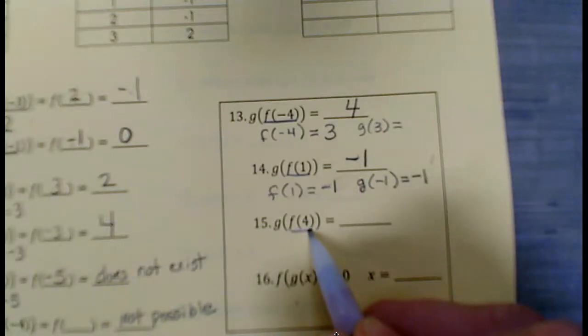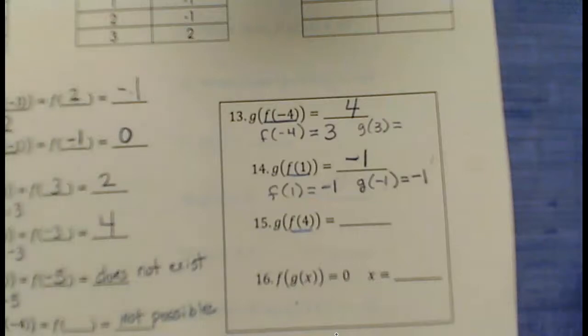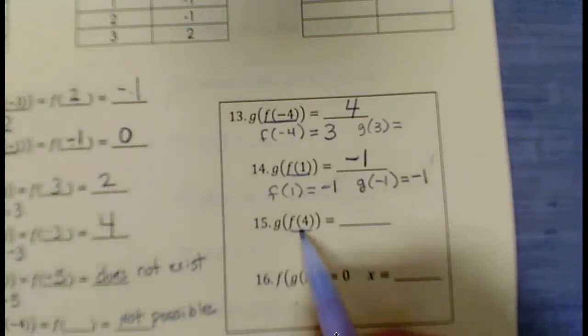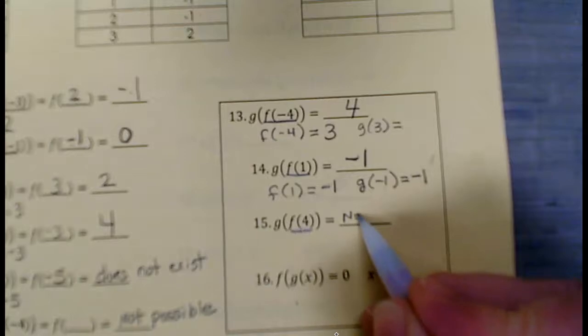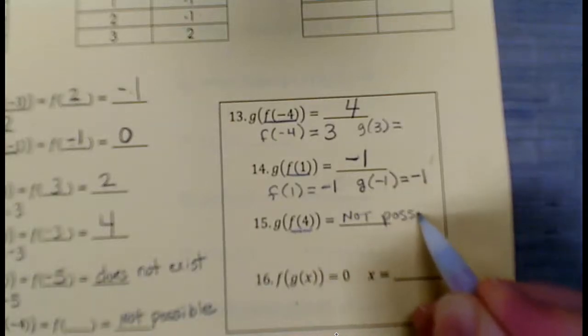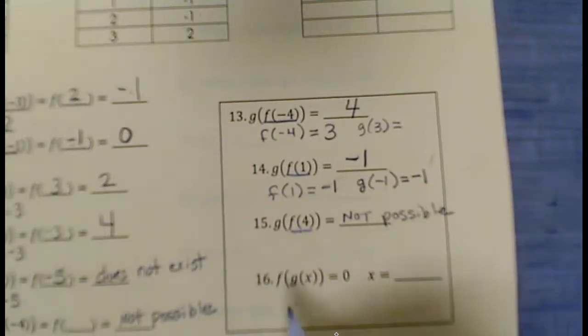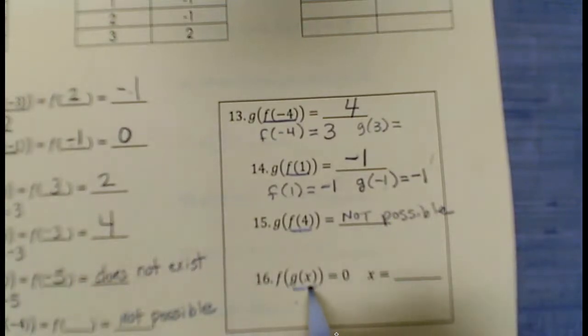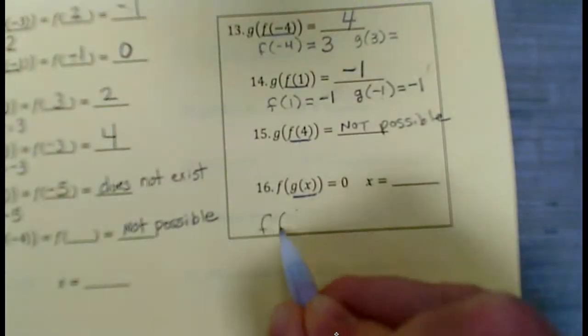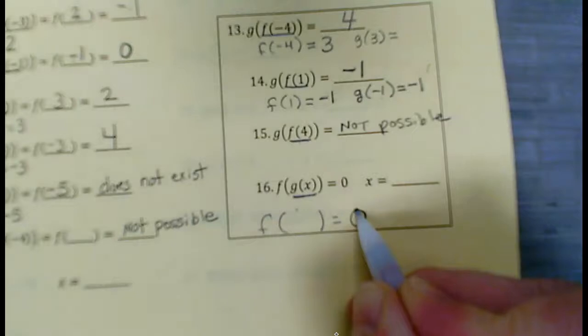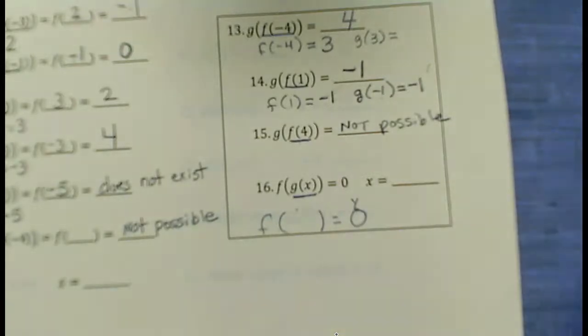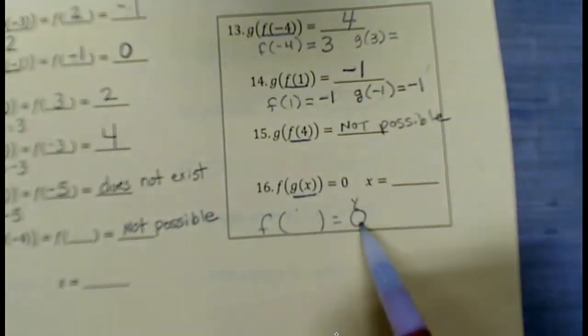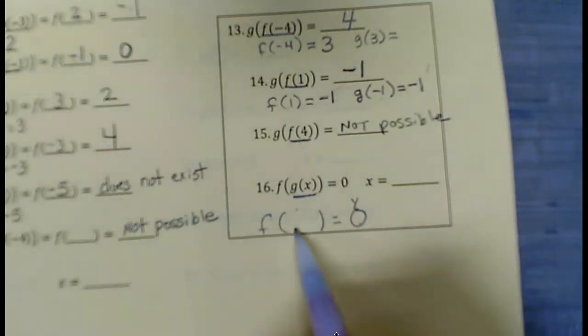F of 4. Is there an F of 4? Does not exist, or it's not possible. Okay, what does this mean? Do I have a number to start here? I don't have an X. So I have to start on the outside, and this number is my Y number. F of something equals 0. If 0 is my Y number, what's my X number?